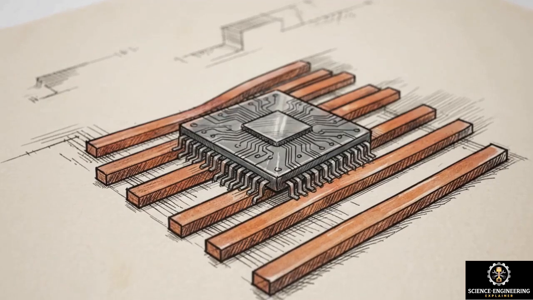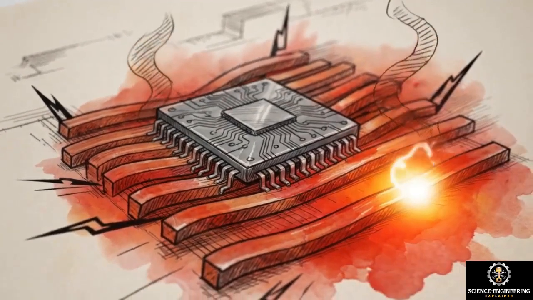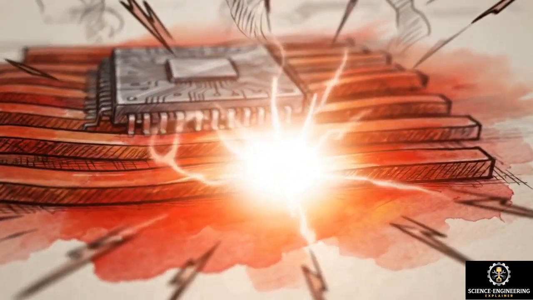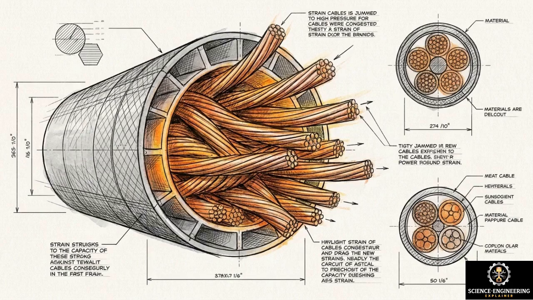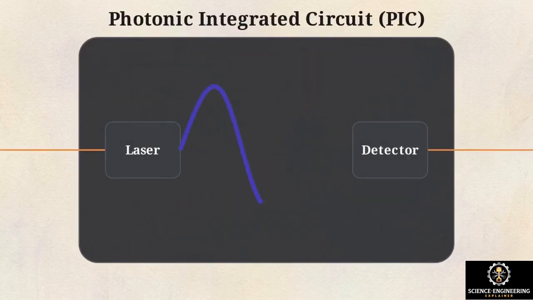Modern computing and telecommunications are reaching the thermal limits of copper. Pushing electrons through traditional metallic pathways at higher speeds generates intense, unmanageable heat. Beyond the heat, copper suffers from inherent signal loss and strict bandwidth caps that prevent efficient data transmission over long distances. The Photonic Integrated Circuit, or PIC, bypasses these limits by operating with photons.